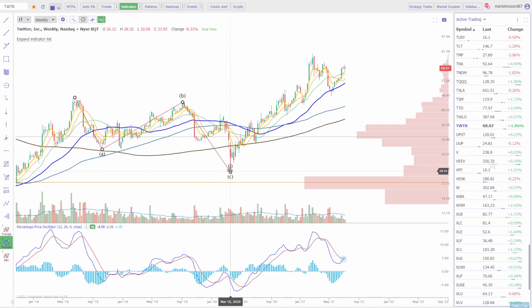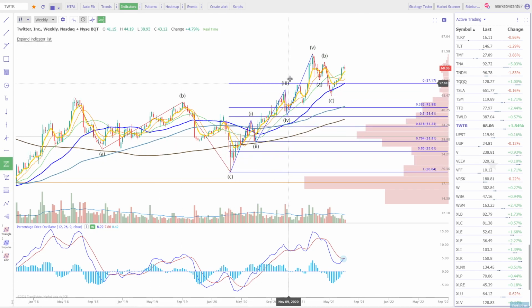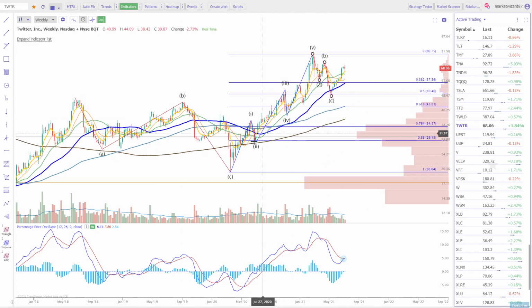And one way to count this would be something like this. Again, not here to debate the count, not here to talk about Elliott wave, simply here to show you how I use the fibs to find potential areas of supply and demand. So in this particular instance, what we're going to do is take a look at this move, which obviously ended in February of 2021. And in hindsight now, the correction obviously ended May of 2021.